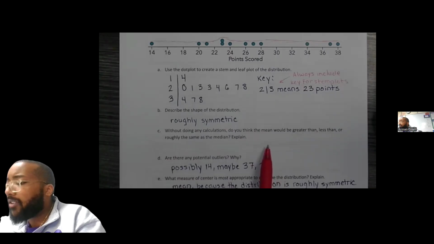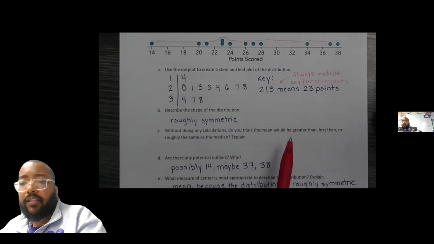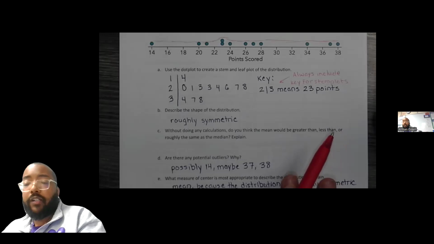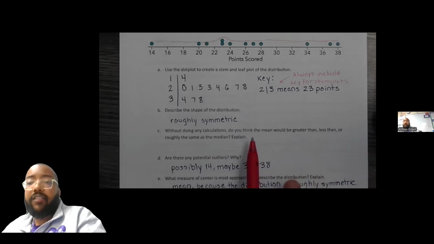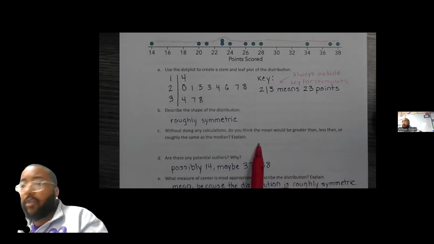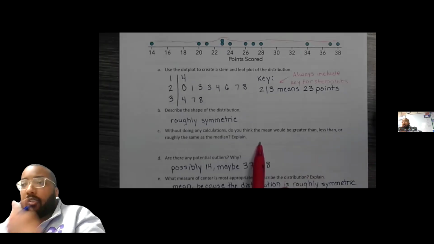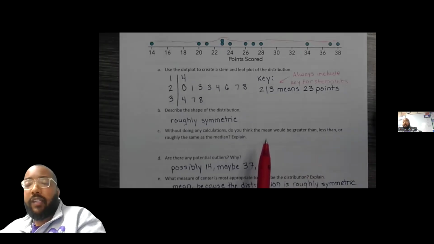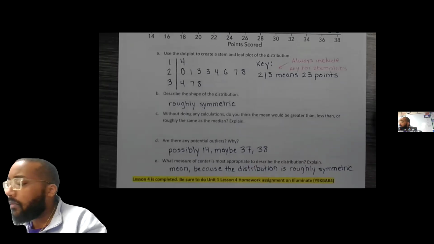Now part C is asking, do we think that the mean would be greater than, less than, or equal to the median? I leave that up to you to decide. I just want you to take a guess there. We're going to talk more in detail about how you calculate those or how you can easily identify that in the next lesson. So don't worry about that.